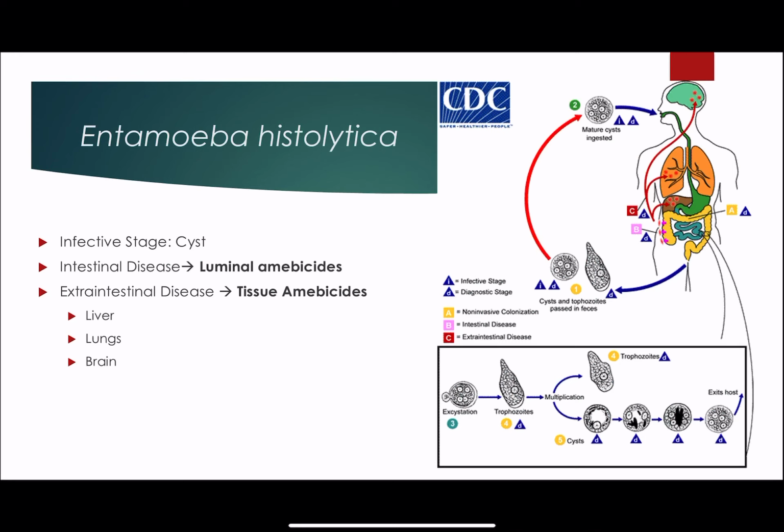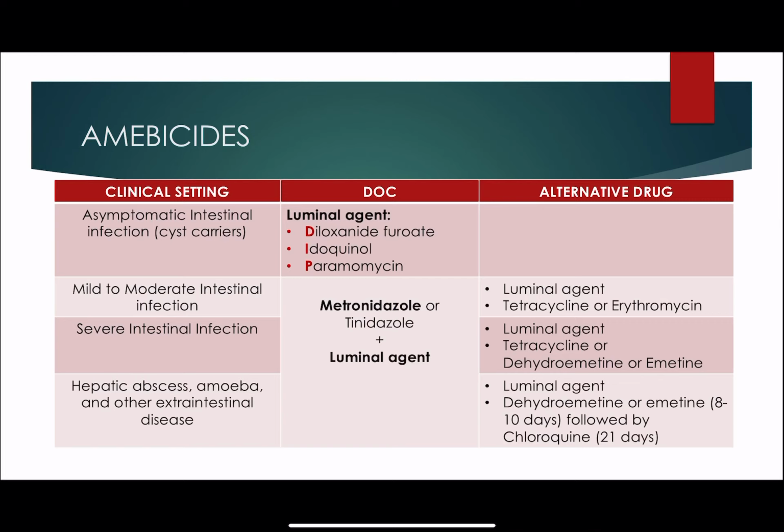So, for intestinal diseases, you will need a luminal amoebicide. So, it's an amoebicide that will be present in the lumen of the intestines. And for the latter, you need a tissue amoebicide. So, when we say extraintestinal disease, they can be found in the liver, lungs, or brain. The picture on the right just shows you the life cycle of your Entamoeba histolytica if you want to review. So, for the amoebicides, you will need to know again if it's intestinal or extraintestinal.